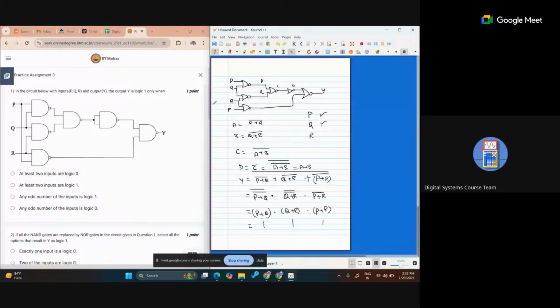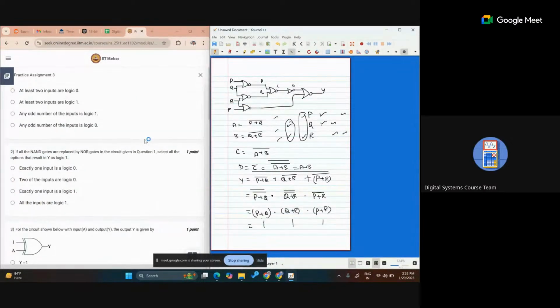In the first sum, these two will be high. Second time, these two may be high. Third time, these two may be high. Am I right? Yes, sir. Okay, in this case, if P is high or Q is high, output will be high, or Q or R is high, output will be high. I need at least two: either P or Q must be high, or Q or R must be high, or all three must be high. Yes, sir, got it. Any one to be high, any two to be high. What is the answer we get?